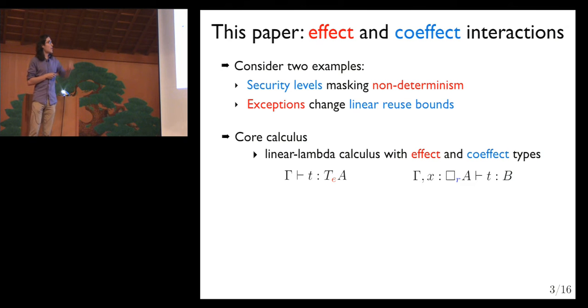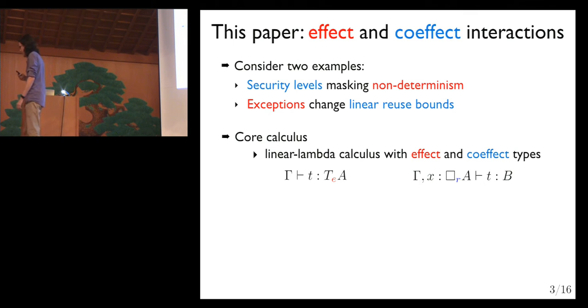And this box modality type constructor, which describes the coeffect requirements on variables. So this says that I have a program T, which depends on its variable X in an R-like way. Now in the paper we use some slightly different notation.